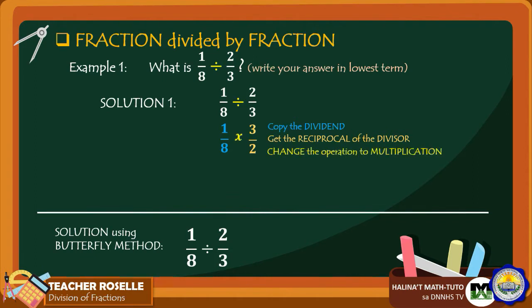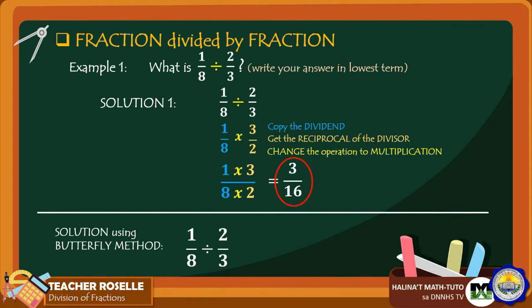Lastly, change the division sign to multiplication, and we will have 1 times 3 all over 8 times 2. 1 times 3 is equal to 3, and 8 times 2 is equal to 16. If the answer is already in simplest form, therefore 3/16 is the final answer. By the way, we can say that the fraction is already in its simplest form when the numerator and the denominator don't have common factors.